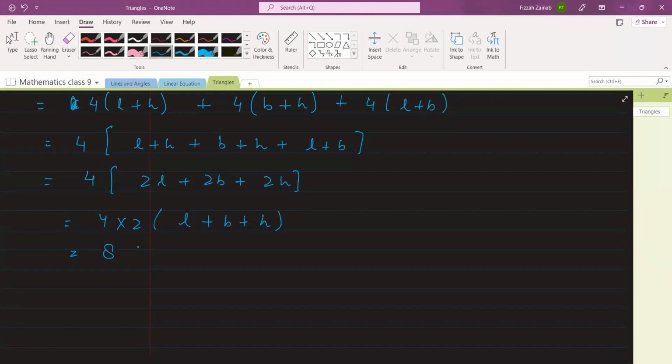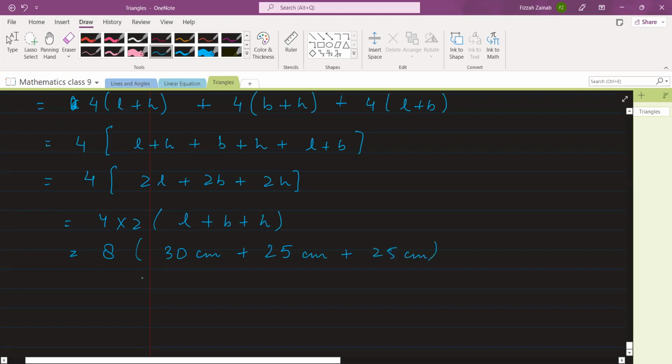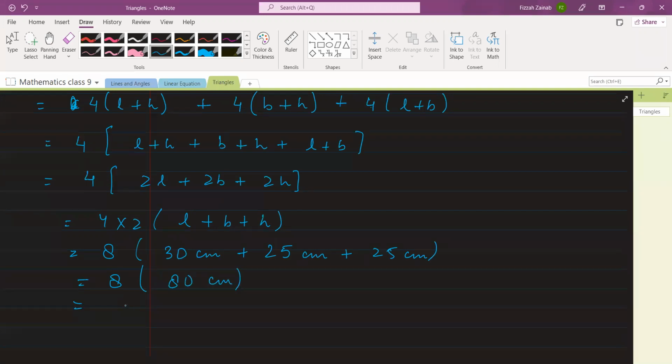So that is 8 into, now you can put the values of length, breadth and height. So your length is 30 centimeter, breadth is 25 centimeter and height is also 25 centimeter. So 8 into, okay, 25, 25, 50 and 30 is 80. So 80 centimeter and 8 into 8 is 64. So 640.